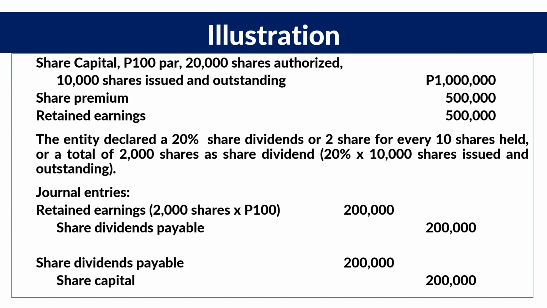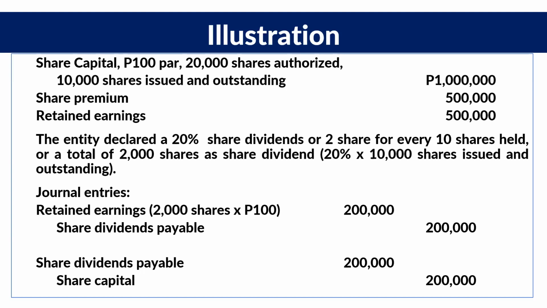So, meron tayo ditong illustration. Say for example here, yung share capital natin ay 1 million. That's coming from 10,000 shares issued and outstanding. Take note, issued and outstanding yan. Share premium is 500,000. Retained earnings is 500,000. So, the entity now declared a 20% share dividend. So, that's 20% of the 10,000, or 2 shares for every 10 shares held, a total of 2,000 shares as share dividend. 20% based on the shares issued and outstanding, which is 10,000.